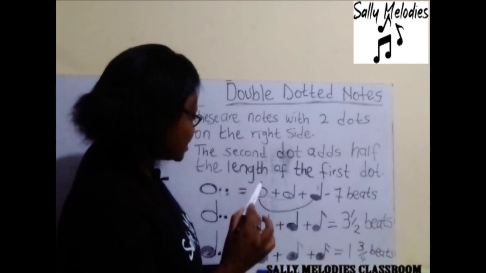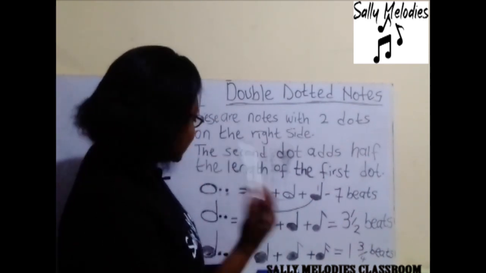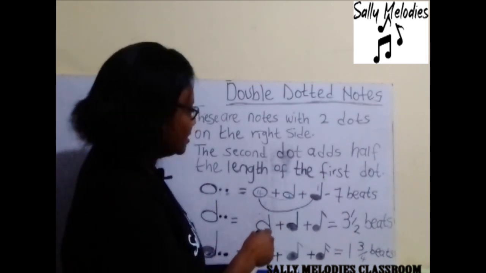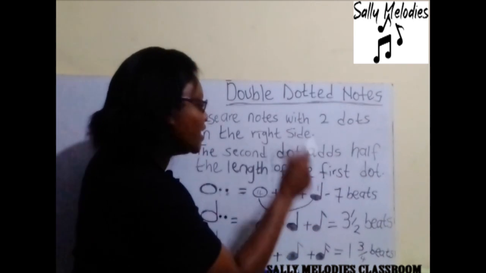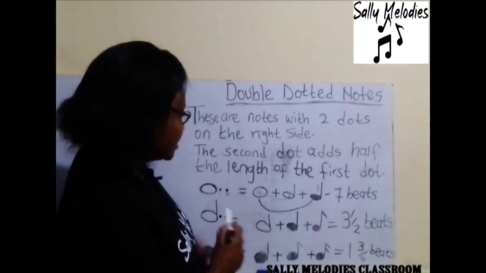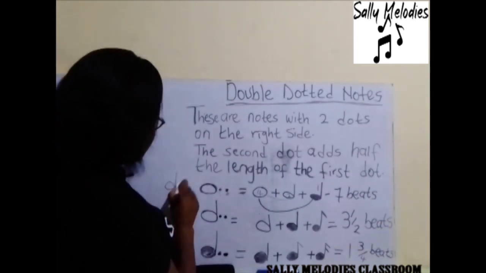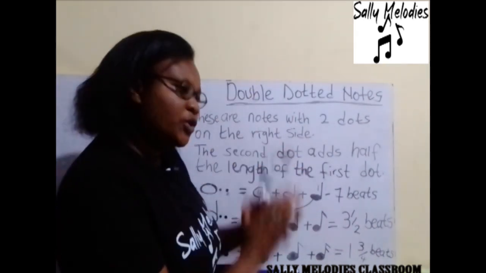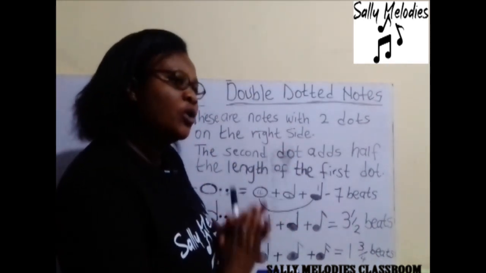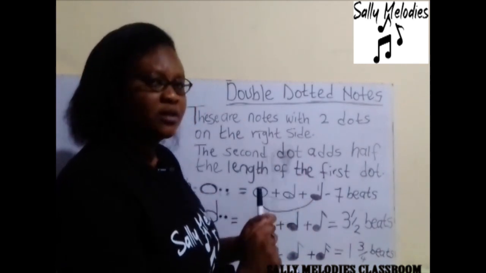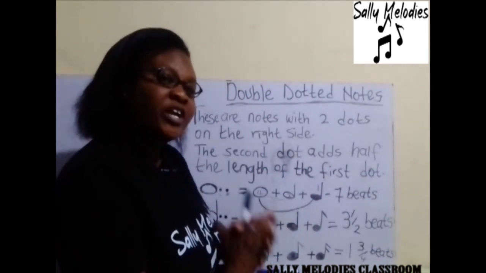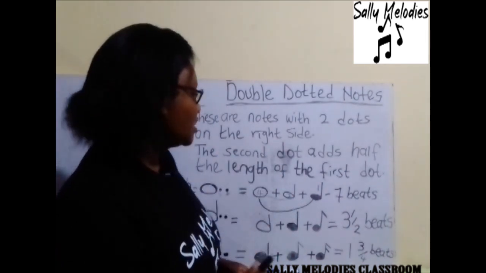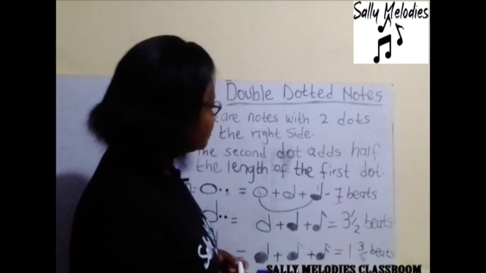They could have been 6 if the dot was 1. But now we have 2 dots. And this dot is half of the first dot. So you prolong as long as 7 beats. For example, if it was a do, you sing do, 1, 2, 3, 4, 5, 6, 7, like that. You prolong as far as 7 beats.